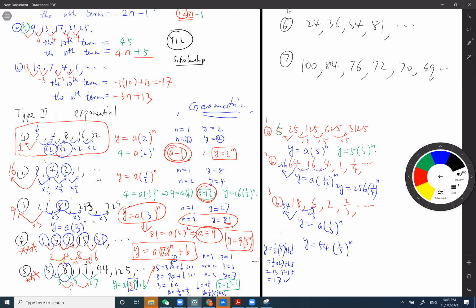First, you check if the difference is constant. Second, you check if you divide every time, if it is the same number, or you check the difference. Yeah, I'll share the video later on. This topic is so important.